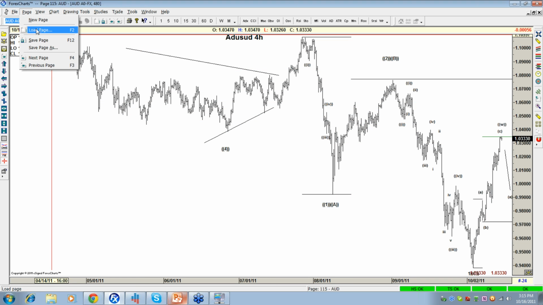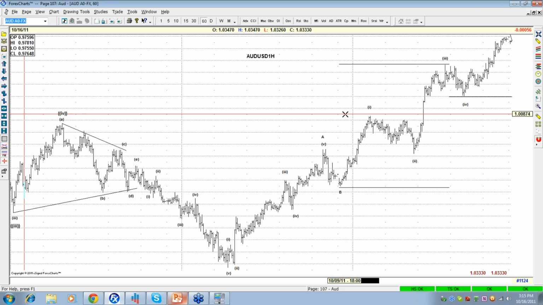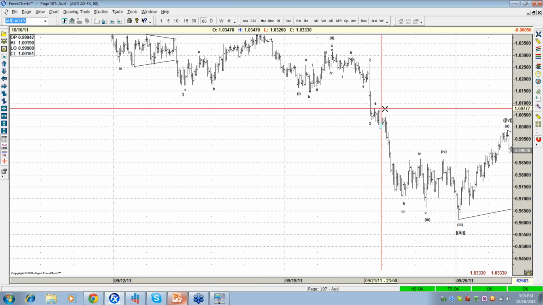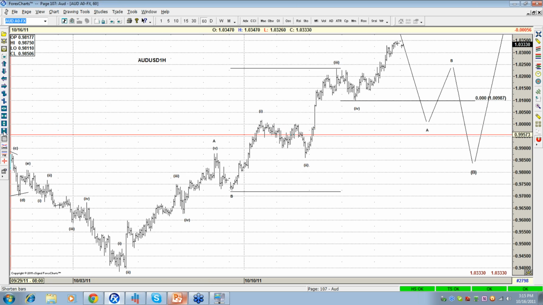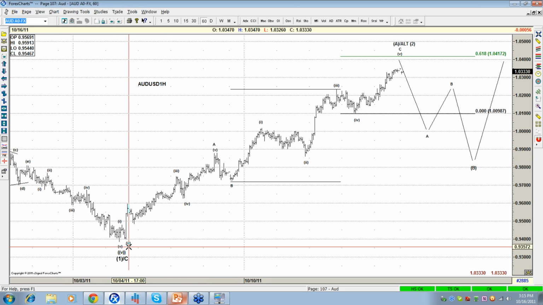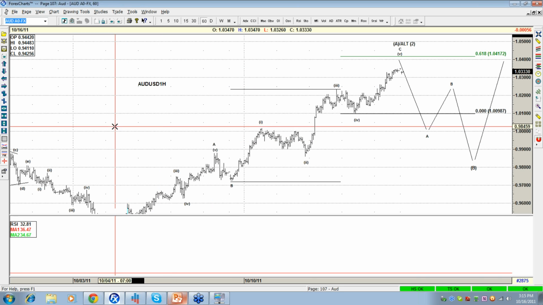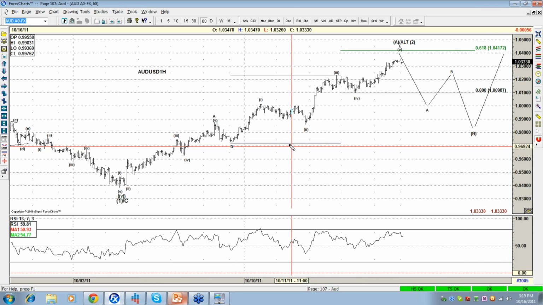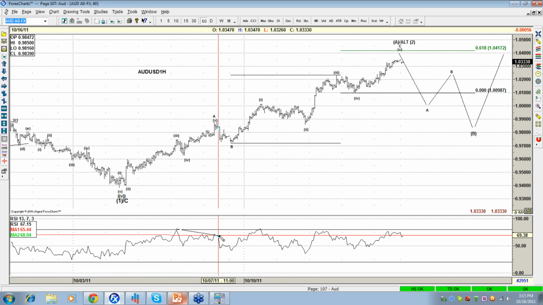Okay, this is a 4 hour. One second. What is my 1 hour? I'll see. There you go. This is what it is. Nothing else. I hope you guys agree with me. All you got in Aussie is 1, 2, 3, 4, 5. This is A. I can prove it. First cycle ended here. Look at the divergence on the RSI.